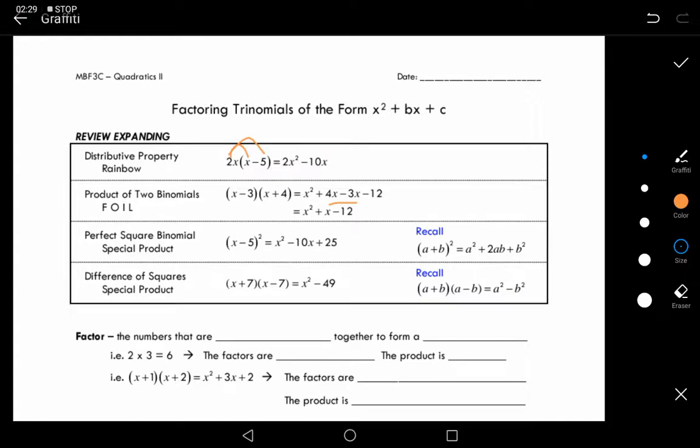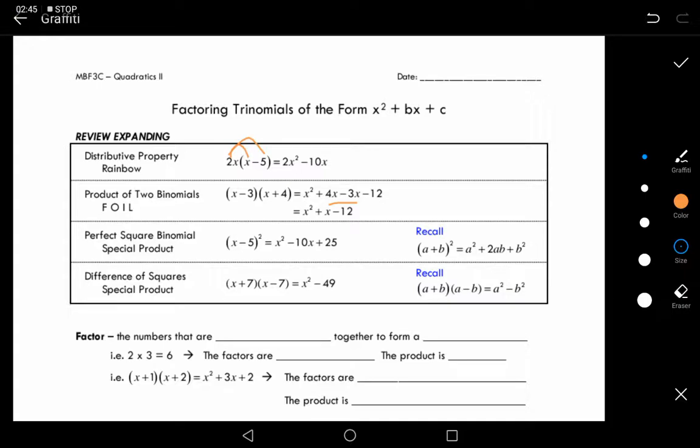And we can see that with this example, right? X squared is x squared. That negative 10x comes from the product of 2 times x times -5. And lastly, that 25 comes from that -5 squared. Okay, so that was our one special case.